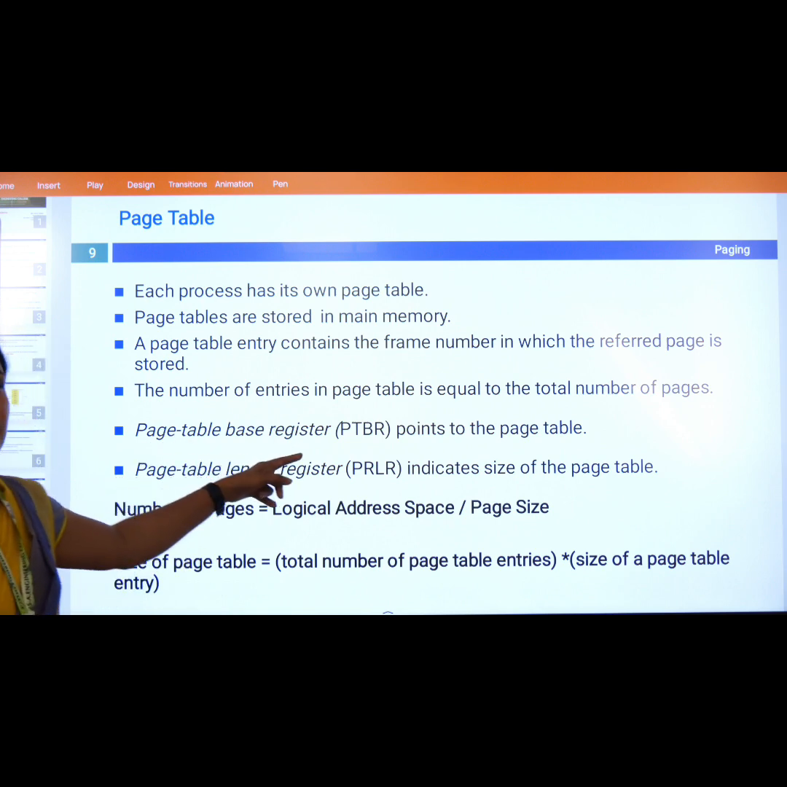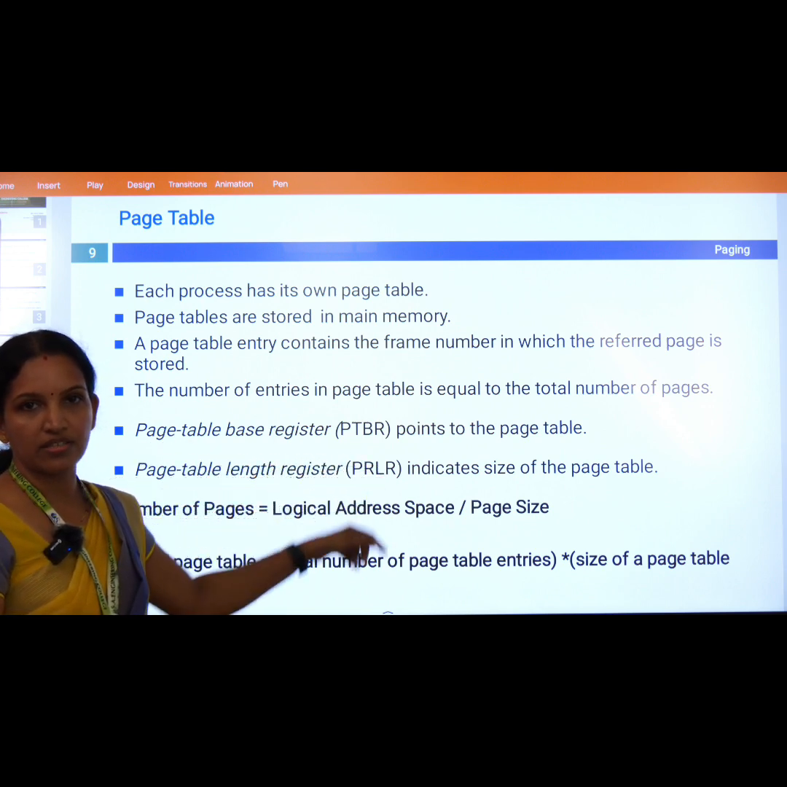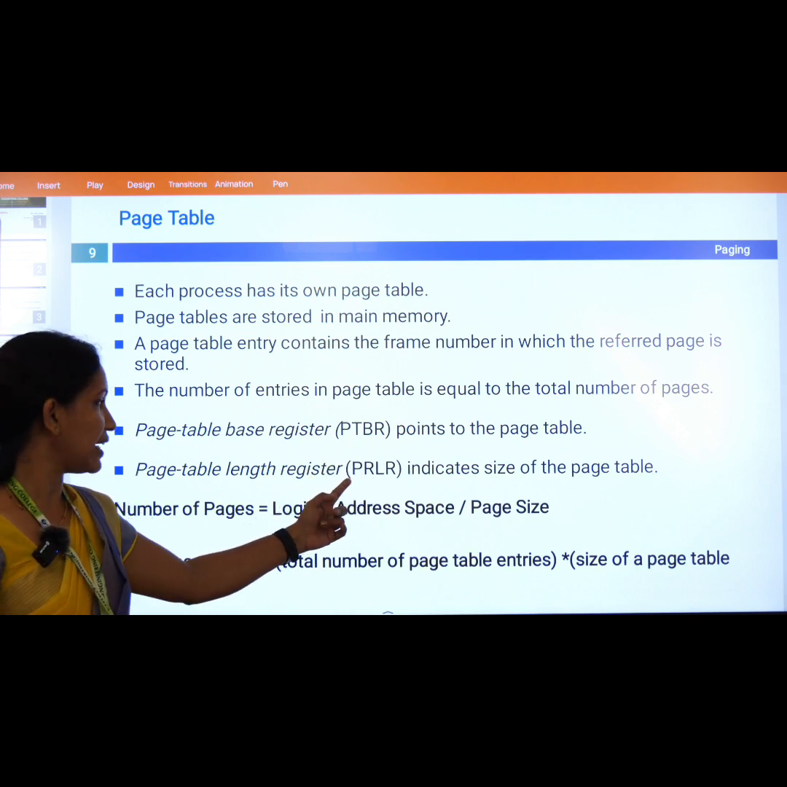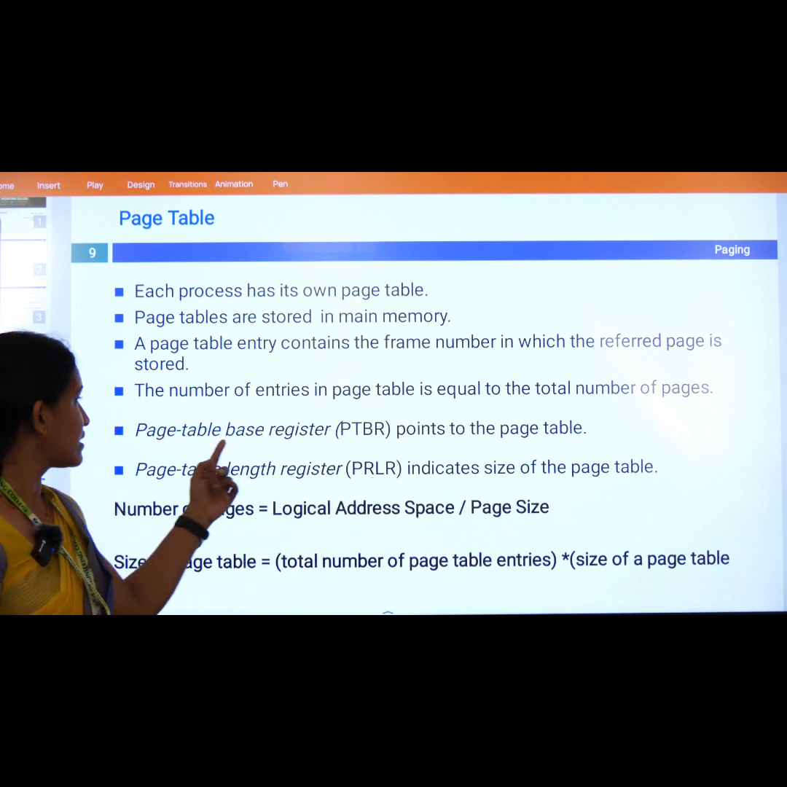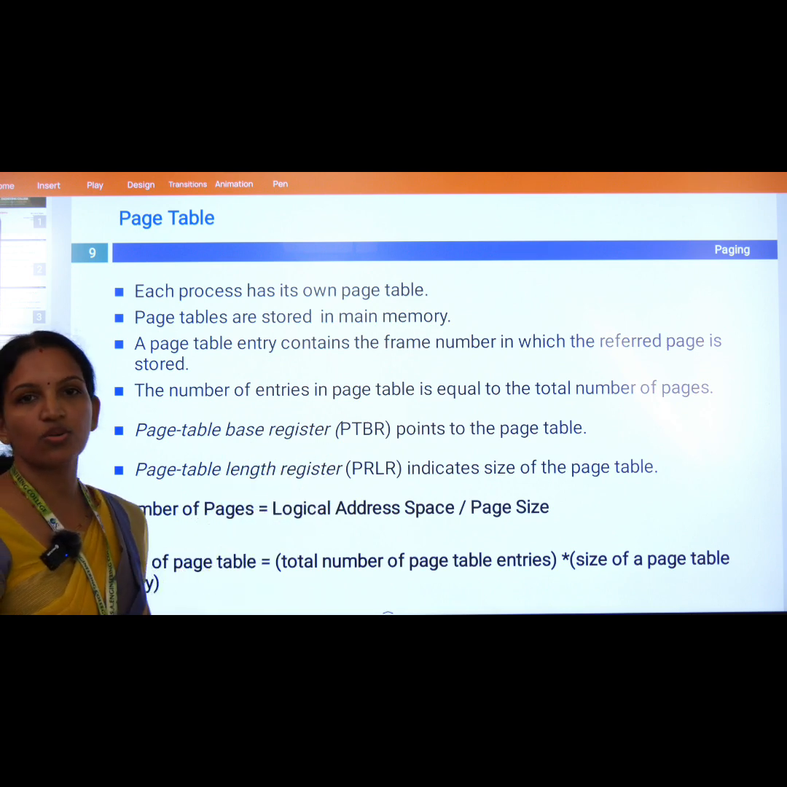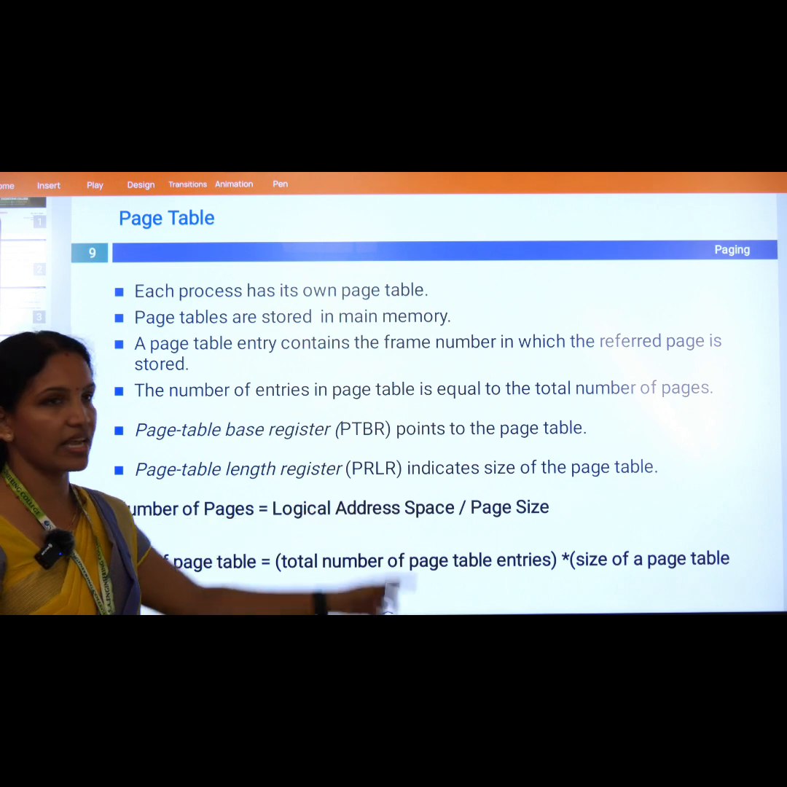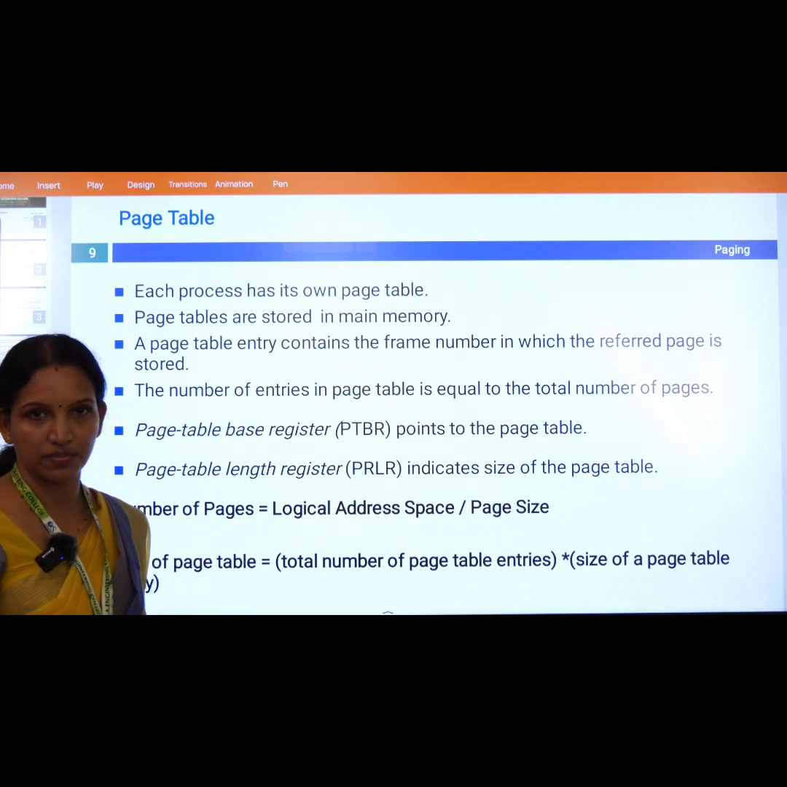There are two registers which are associated with the page table. They are the page table base register and the page table length register. The page table base register stores the starting address of the page table, and the page table length register indicates the size of the page table.